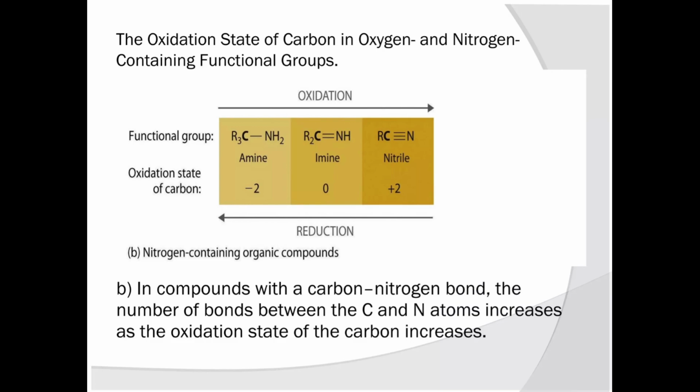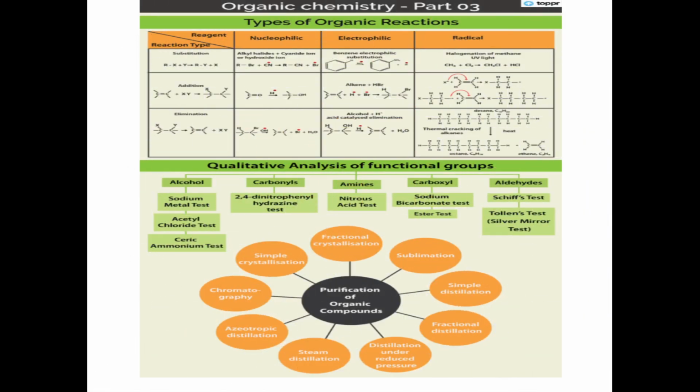The oxidation state of carbon in nitrogen functional groups. Here we can see that we have amine, imine and nitrile. In amine, the oxidation state of carbon is -2, whereas in imine it's 0, and in nitrile it's +2. So as we move from left to right, that is from amine to nitrile, there is an increase in the oxidation number of carbon, which is the oxidation reaction, and when we move from right to left, there is a decrease in the oxidation number of carbon, which results in a reduction reaction.